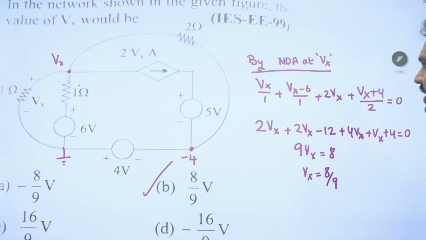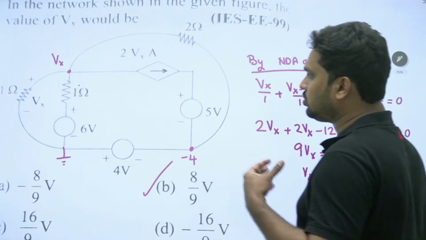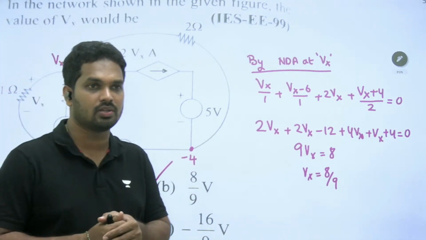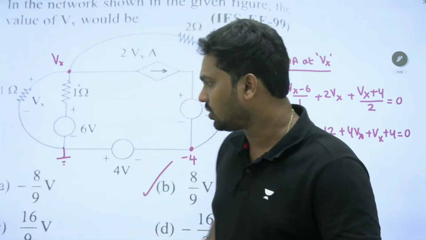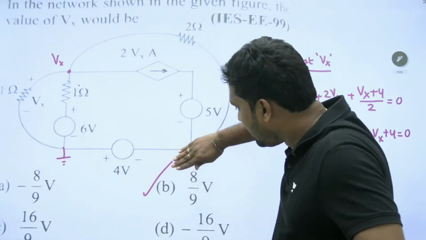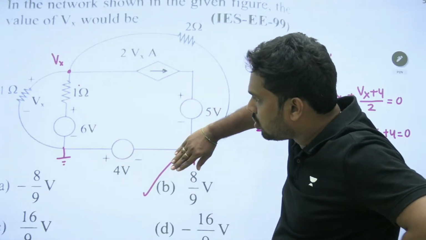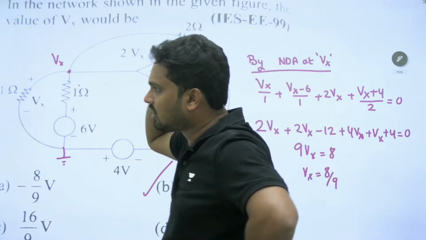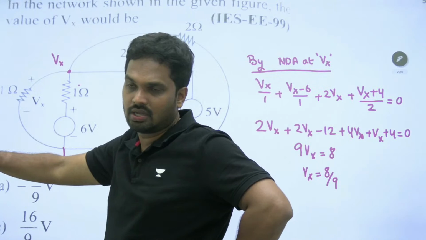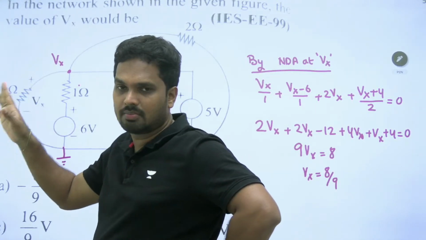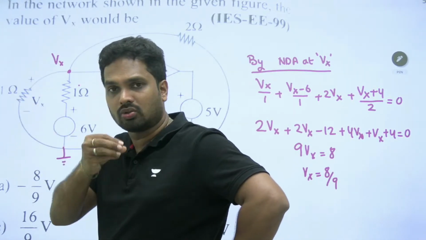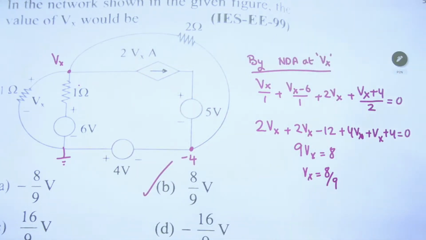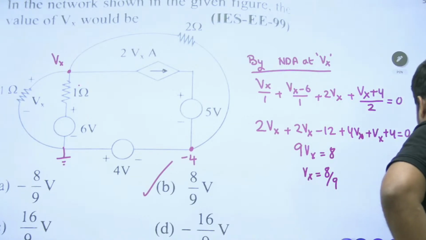Okay. Wait. Now I want to solve this question by a second method. How, sir? Without taking ground here, if I take ground here, is this okay to find the Vx, sir? Yes, no problem, because Vx is the voltage across the element, not the node voltage. This element voltage can remain the same because the current remains the same irrespective of the ground you take. So let me solve the same question by taking the ground at a different position, guys. Let me show you that.